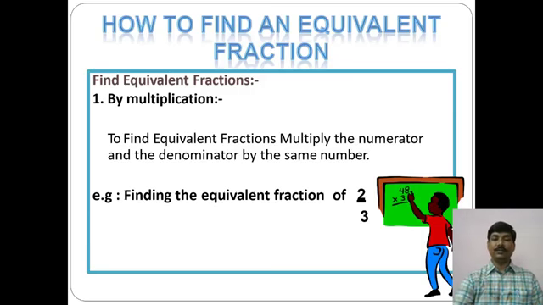To find the equivalent fraction of a given fraction, we will multiply the numerator and the denominator by the same number. But one thing to remember: the same number. To find an equivalent fraction, multiply the numerator and the denominator by the same number. It means, how can you find it? Find the equivalent fraction of 2 upon 3. We will find it by the method of multiplication.